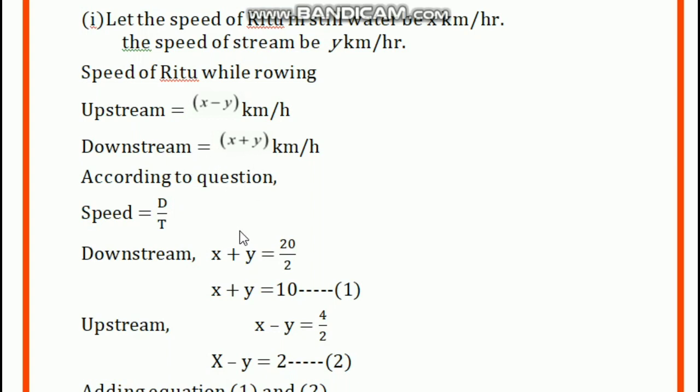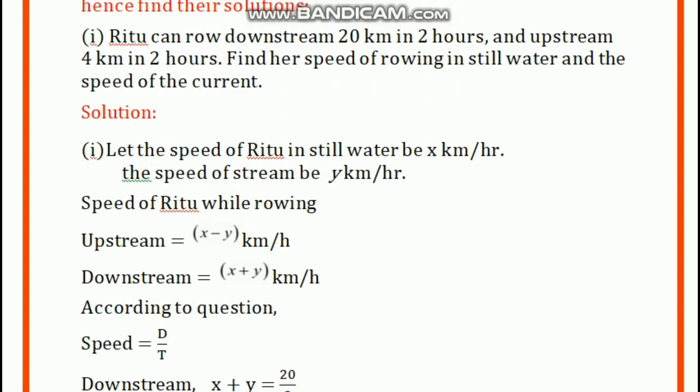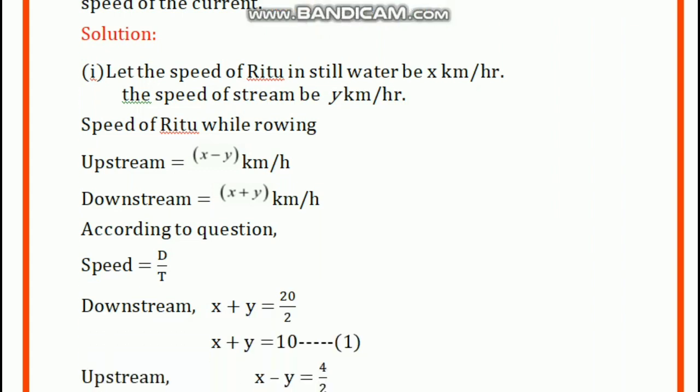At the same time, what is the given condition? Ritu can row downstream 20 km in how many hours? 2 hours. So 20 km is the distance and the timing is also given. For the upstream, 4 km in 2 hours. Now we are discussing downstream only. So the distance is 20 km and the timing is 2 hours. Here we are going to apply it for the downstream.